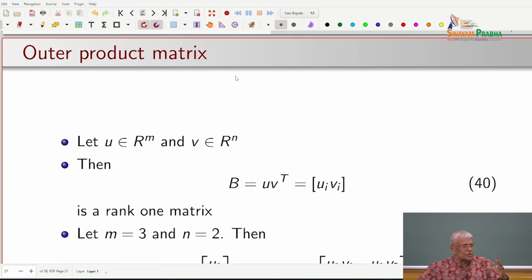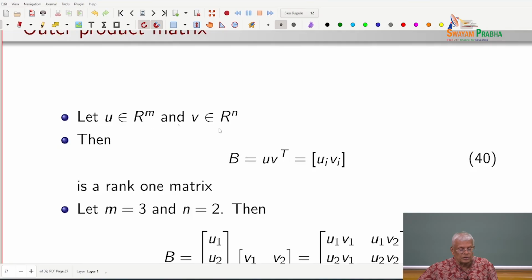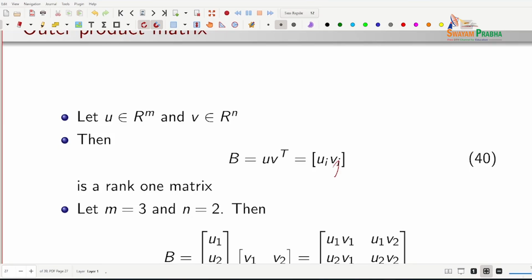I am again going to make it complete. I am going to introduce the earlier definitions. U is an m vector, V is an n vector. Then B is equal to U V transpose, with elements Ui Vj. That means I have U this, so that's going to be a matrix. The ijth element of this.